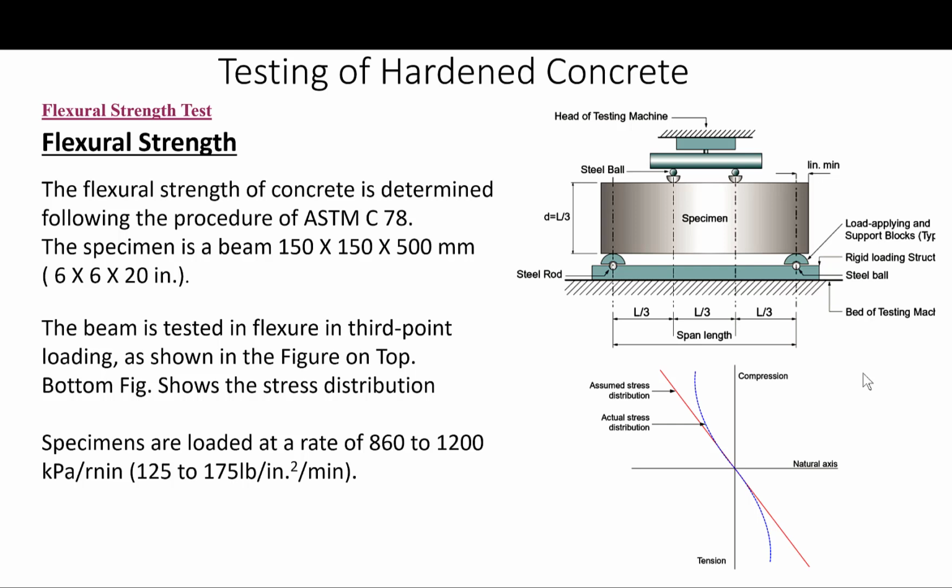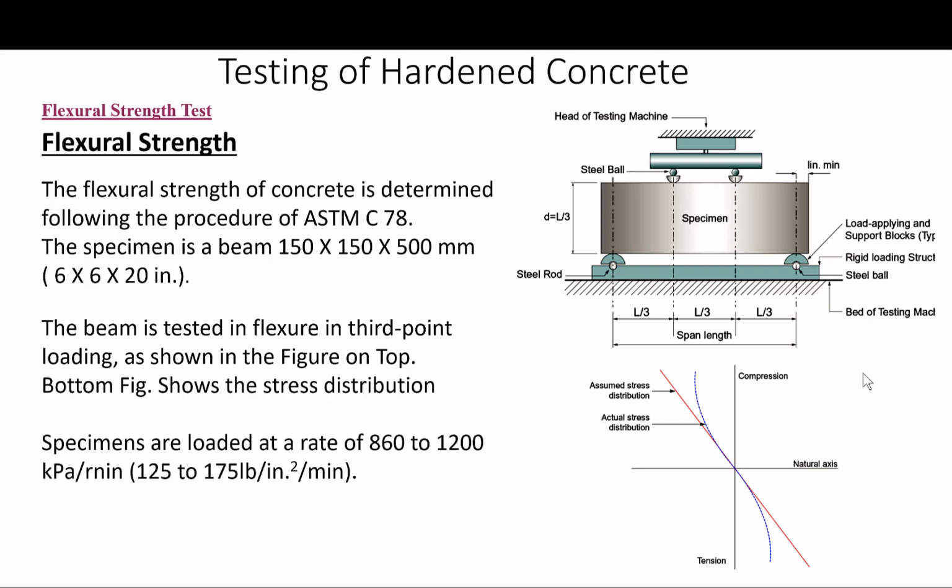The tests also can be done on beams sawn from hardened concrete. So we can basically prepare a specimen with the same dimensions from an existing concrete structure if we need to. In order to provide smooth, plane and parallel faces for loading, the cast specimens are turned on their sides with respect to their positions as molded. So just basically to get smooth, plane surfaces.